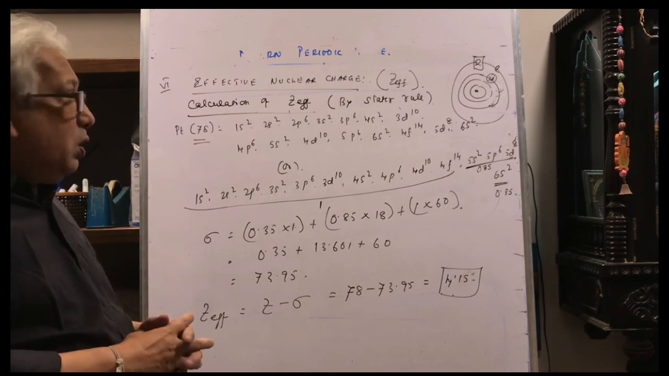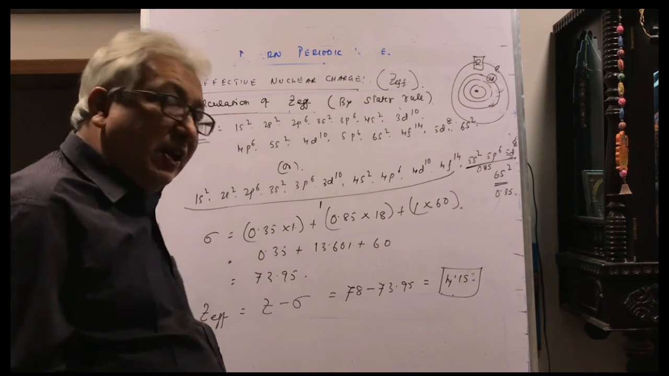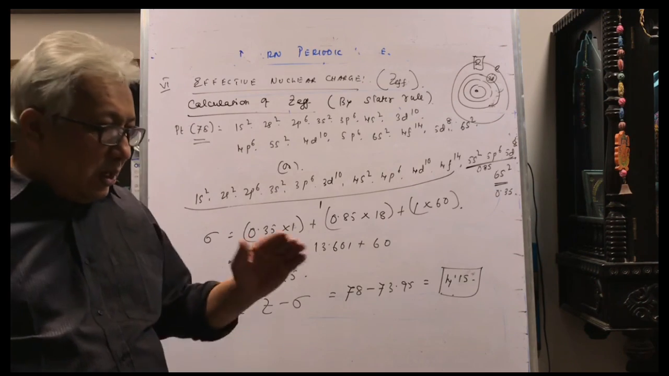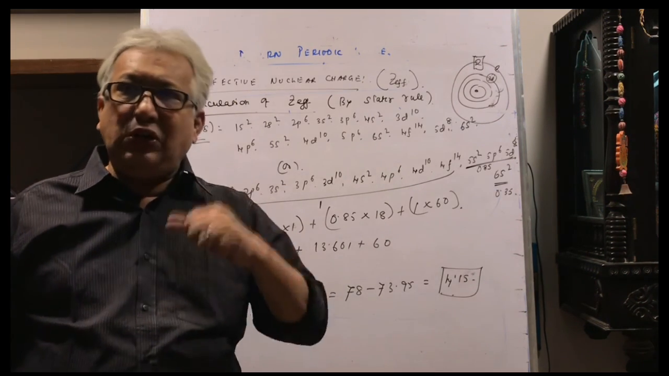The next thing that you have to do is heading number 7, that is periodic trends in properties, and that I will be discussing in my next video lecture.